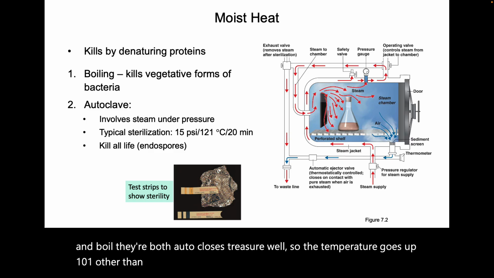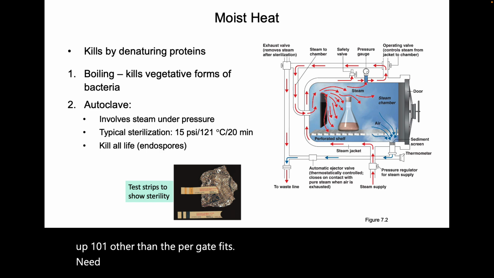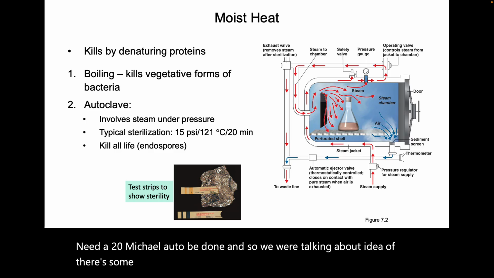For prions, it's closer to like 2 hours. But it can be done. And so we were talking about this idea of there will be some sort of test strip. Usually if it hasn't been autoclaved, it's going to be clear or kind of this yellowish background, beige color. If it has been successfully autoclaved, it reached the right pressure and temperature for the right amount of time, it changes to a darker color.